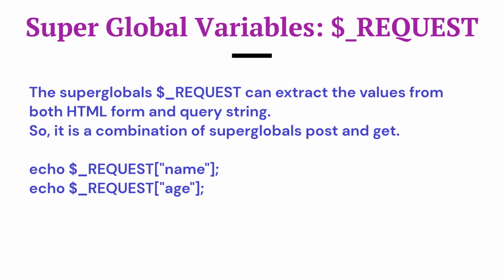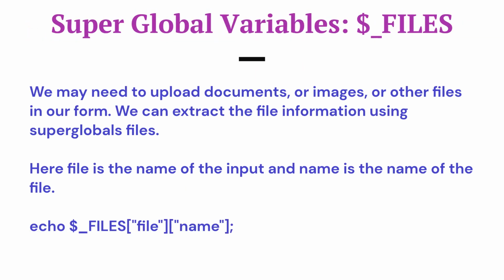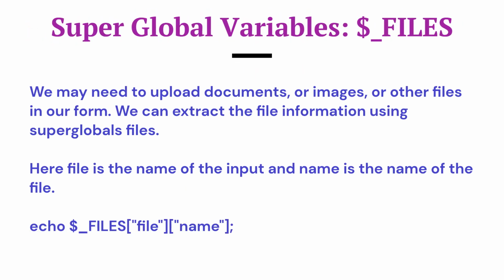Now we are extracting both name and age. $_REQUEST. The superglobal $_REQUEST can extract the values from both HTML form and query string. So, it is a combination of superglobals $_POST and $_GET. $_FILES. We may need to upload documents, or images, or other files in our form. We can extract the file information using superglobal $_FILES. Here file is the name of the input and name is the name of the file.